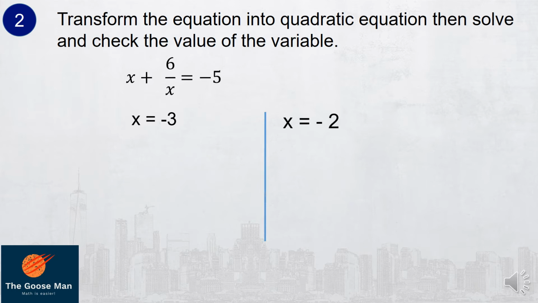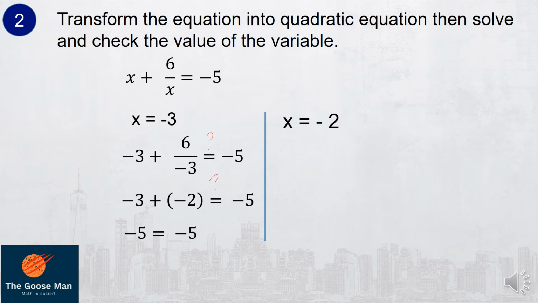So, substitute the value of -3 to x here. So I have (-3 + 6)/(-3). Is it equal to -5? We would like to verify that. Take note that 6 divided by -3 will give us -2. So -3 plus -2, is it equal to -5? Take note that -3 plus -2 is the same as -5. So therefore, the value x = -3 is correct.